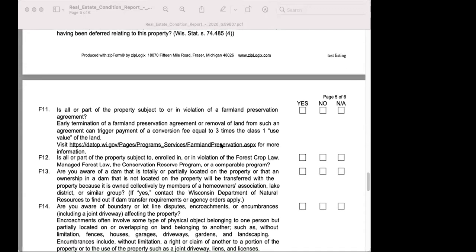I have a question. What if the seller isn't aware of or doesn't know what the item means, or doesn't know if they have a septic or whatever? How can you assist them with pointing them in the right direction, or how does that work if they just don't know?